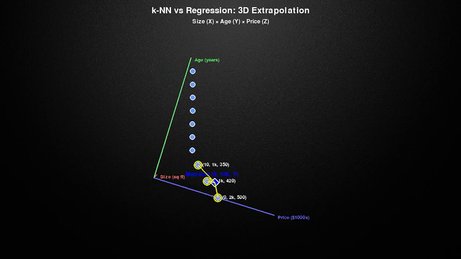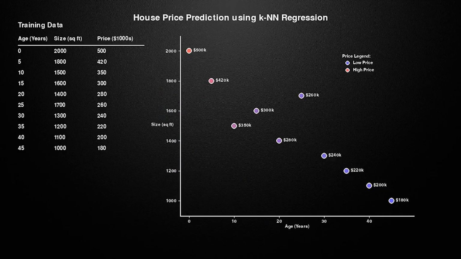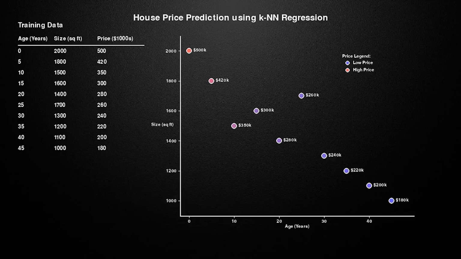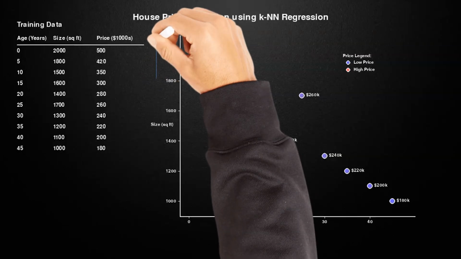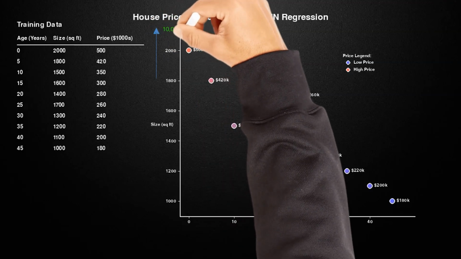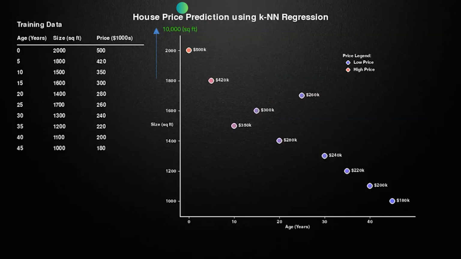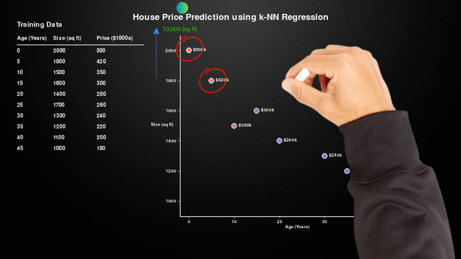Let's return to our house price dataset, where we are predicting the price using age of the house and size in square feet. The data we have covers homes up to about 2,000 square feet in size and prices between $180,000 to $500,000. Now suppose we want to predict the price of a huge house that is 10,000 square feet, brand new, so 0 years old. Here's the issue. KNN doesn't extrapolate. It simply looks for the nearest houses it has seen.